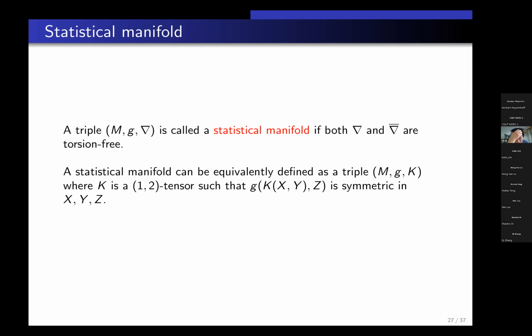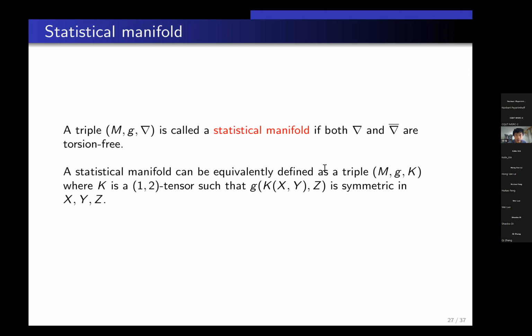I only require both nabla and nabla bar to be torsion free. So a Hessian manifold is automatically a statistical manifold. We do not need it to be flat. When a Hessian manifold is flat, it just means this statistical manifold has a Frobenius structure. But more generally, I can also define a statistical manifold by using a 1-2 tensor K.